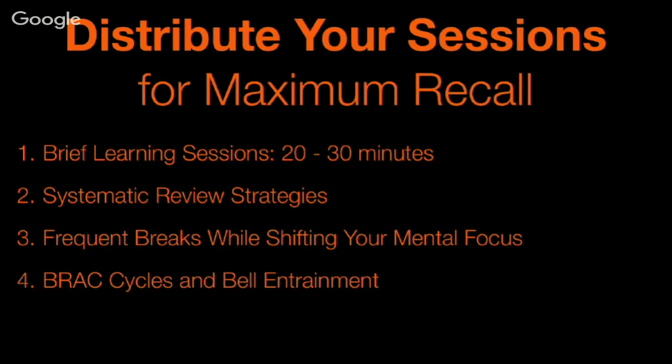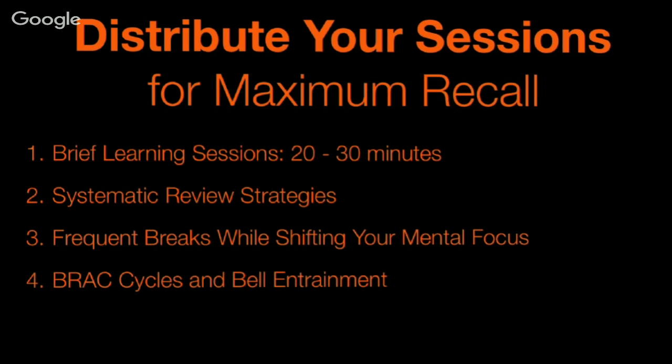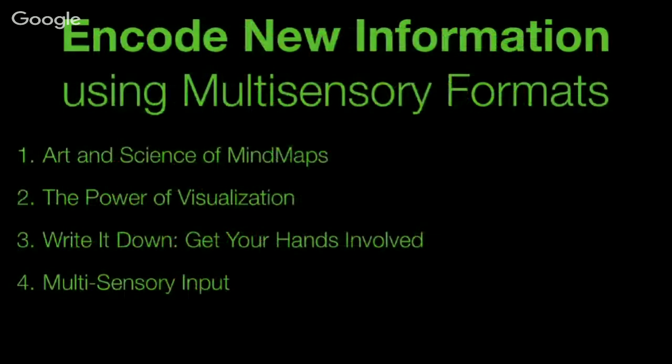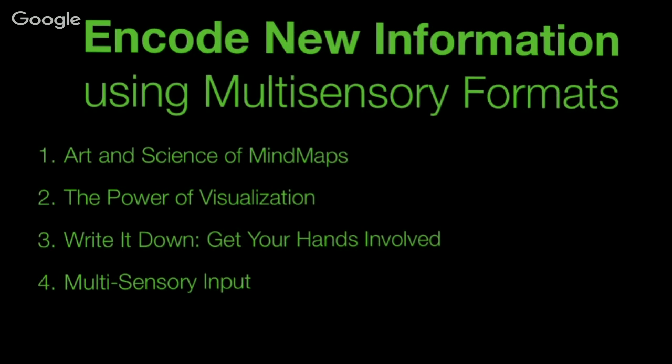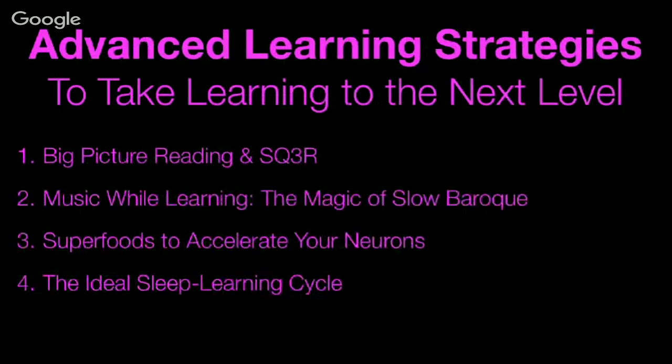We'll look at the basic rest and activity cycles and the power of bell entrainment. Then we're going to look at how to encode information efficiently using multisensory formats and visualization, mind maps, writing skills, and multisensory techniques to enrich your neural networks around new content. And finally, we'll look at some advanced learning strategies. These are just kind of extras, icing on the cake to help you out.